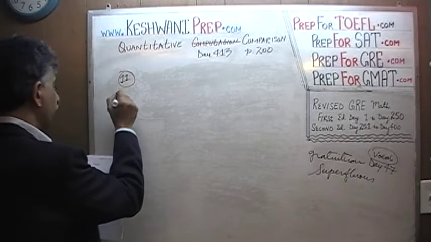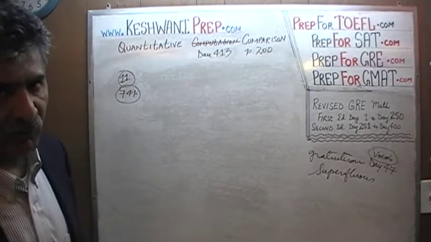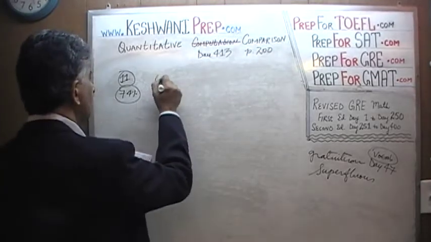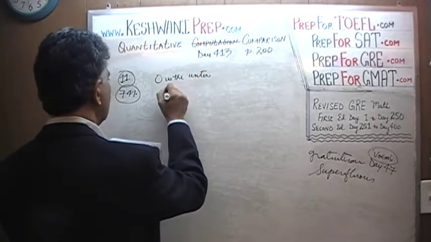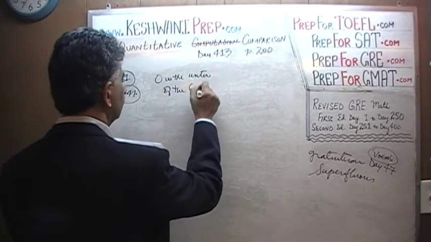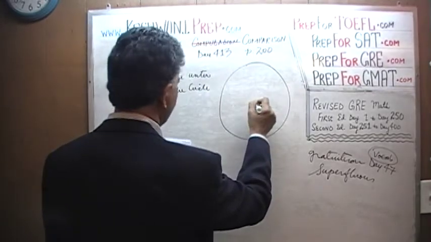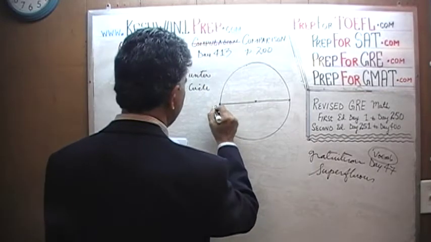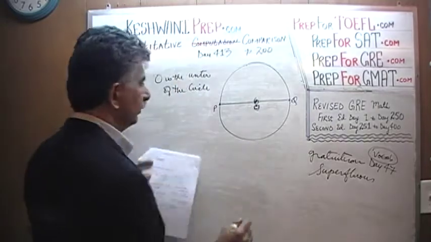Problem number 11, when it was given, 74% of people had no trouble with it, 3/4 of people got it right. Here's what we are told. We are told that O is the center of the circle. And they give us a circle here, right here is our circle. O is the center. And then we are shown a line, PQ, that goes like this. PQ, and this O is the center.